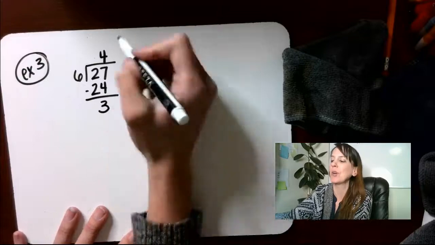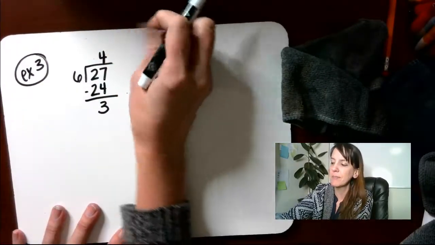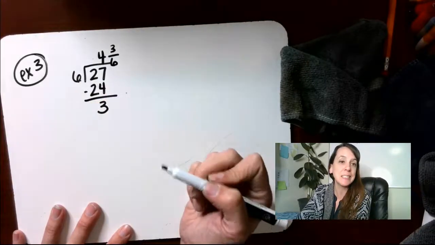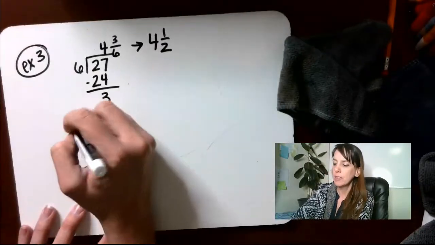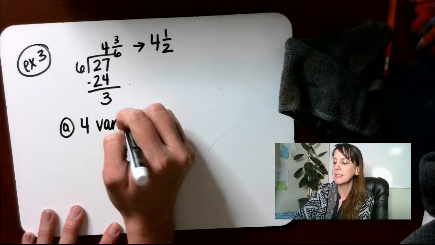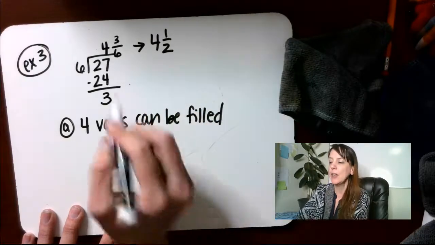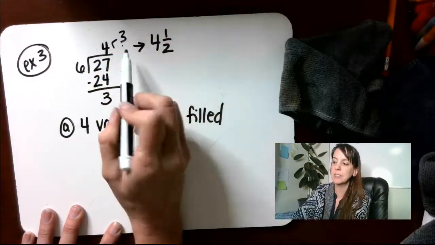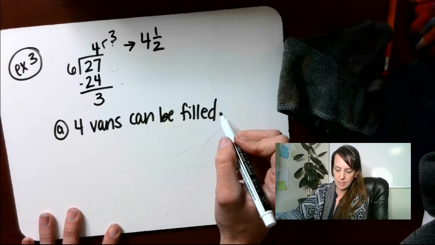This is probably the only time where a remainder is okay. Remainder of 3. You could also write it as 3 over, and we use whatever this number is, 6. Well, we know 3/6 reduces down to 1/2, so 4 1/2. So A, how many vans can be filled? 4 vans can be filled, right? If I wrote this as remainder of 3, that means there's 3 students left over. So 4 vans can be filled.